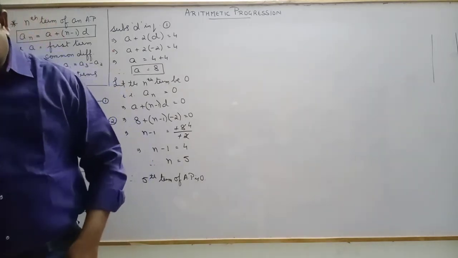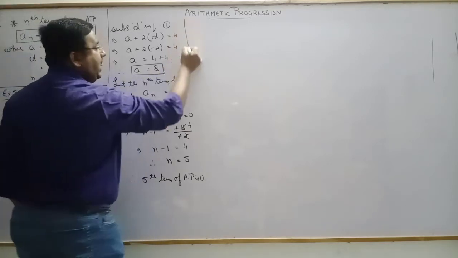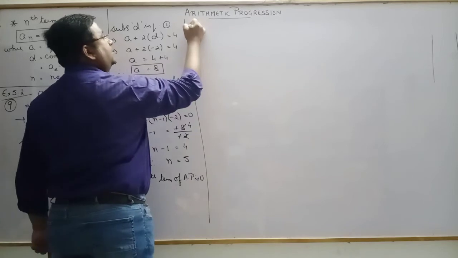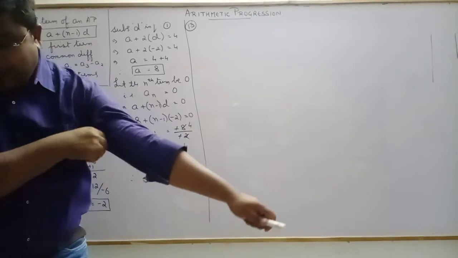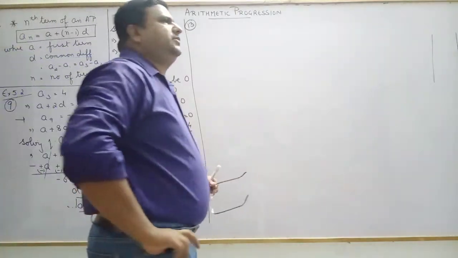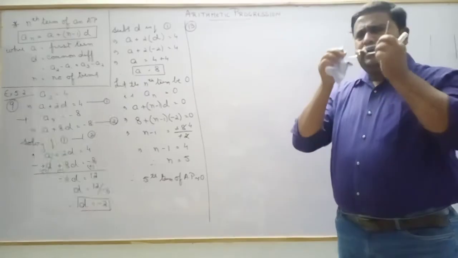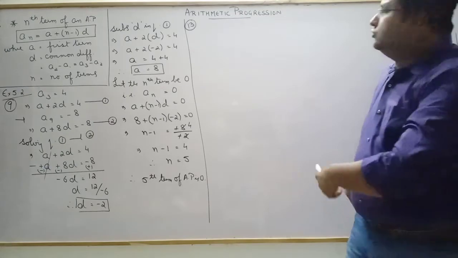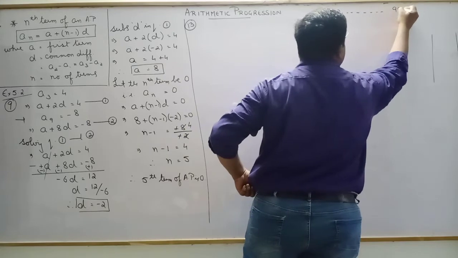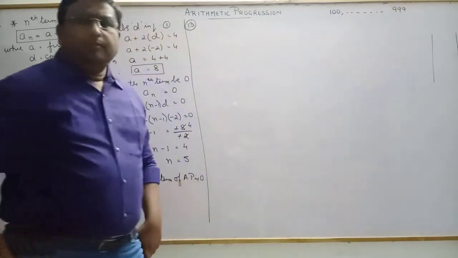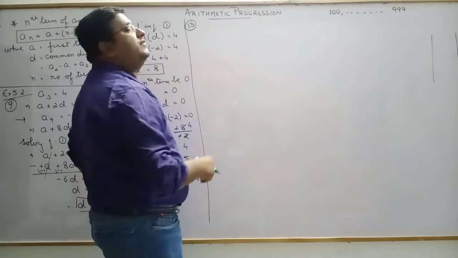Take a look at question number 13 and 14. Again, we have to form an AP. What does he say? How many 3-digit numbers are divisible by 7? 3-digit numbers, we all know, start from 100. And the largest 3-digit number is 999. So we know that the 3-digit numbers go from 100 to 999. But are all of them divisible by 7? No. So we have to select the numbers which are divisible by 7.